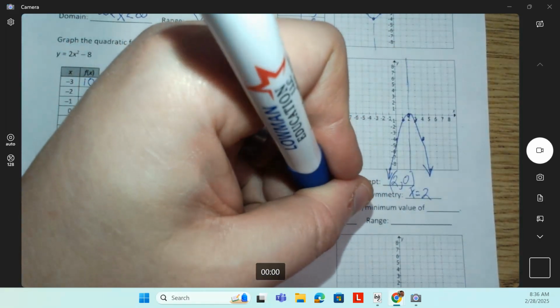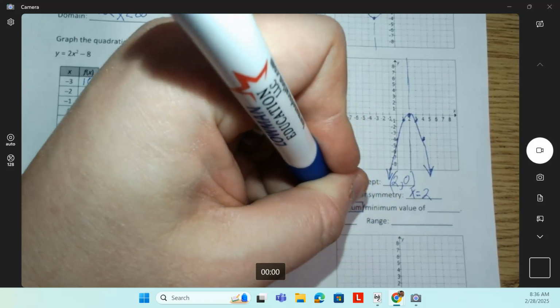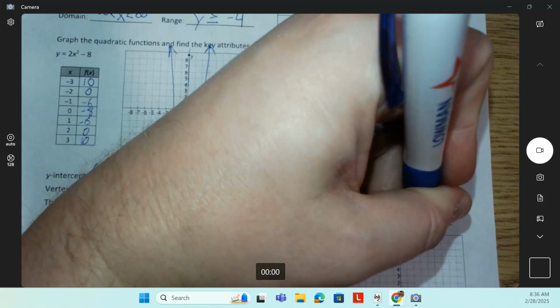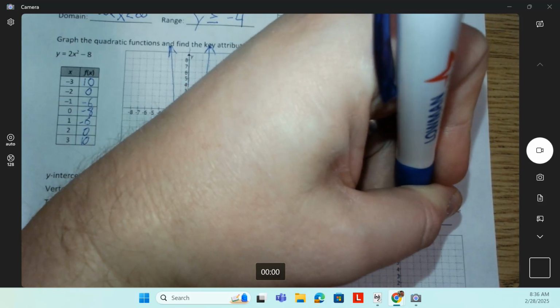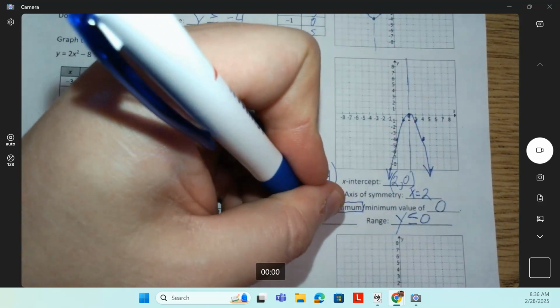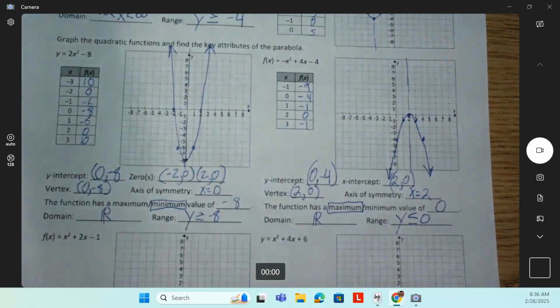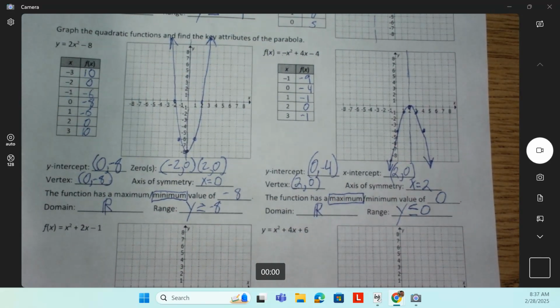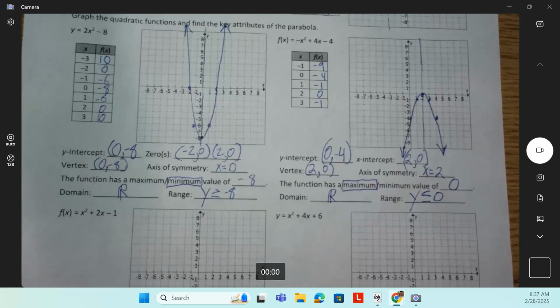This has a maximum value of 0, and so that tells me my range is going to be y is less than or equal to 0. And my domain would be from negative to positive infinity, or all real numbers there. So you can use that graphing function and some of those keys.